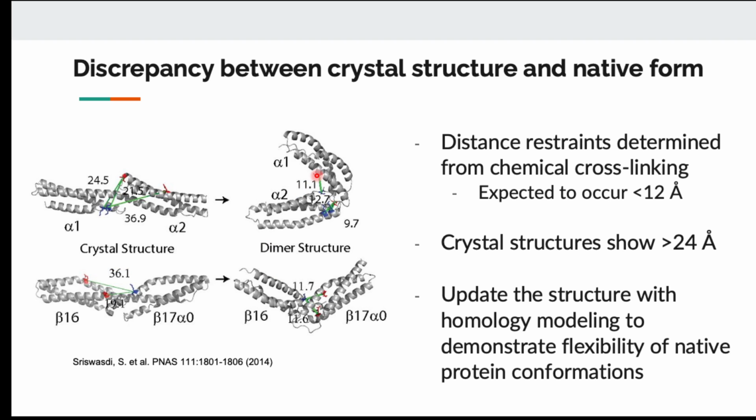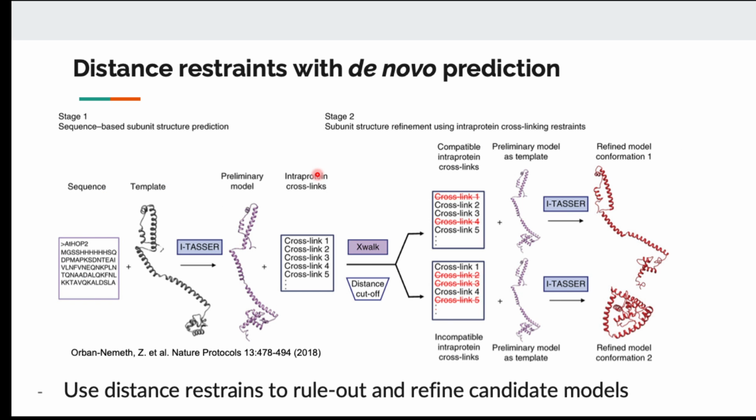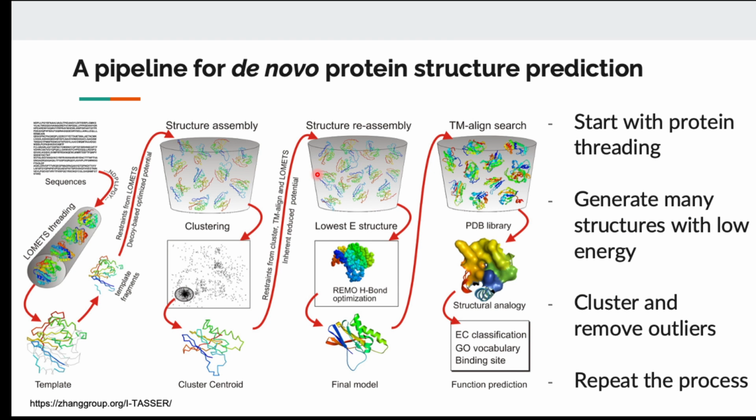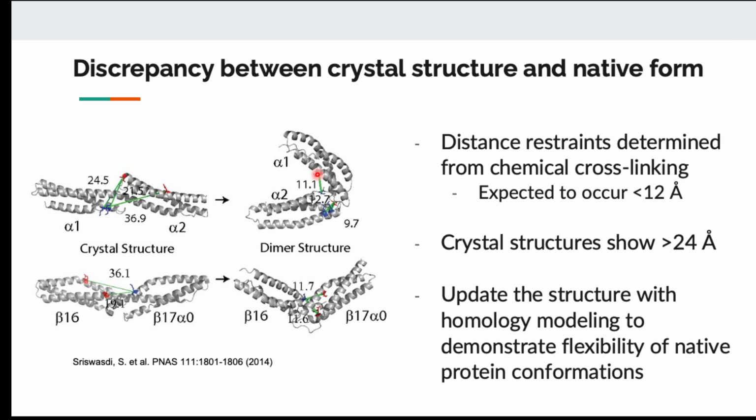So once we perform structure modeling, either with homology modeling or with this kind of de novo modeling, we get a lot of candidates. But because we have this information from chemical cross-linking, that these two residues have to be within 12 angstroms, and these two residues have to be within 12 angstroms, you can select among 20 possibilities which ones are consistent with this condition. So it allows you to select the correct model out of many possibilities.